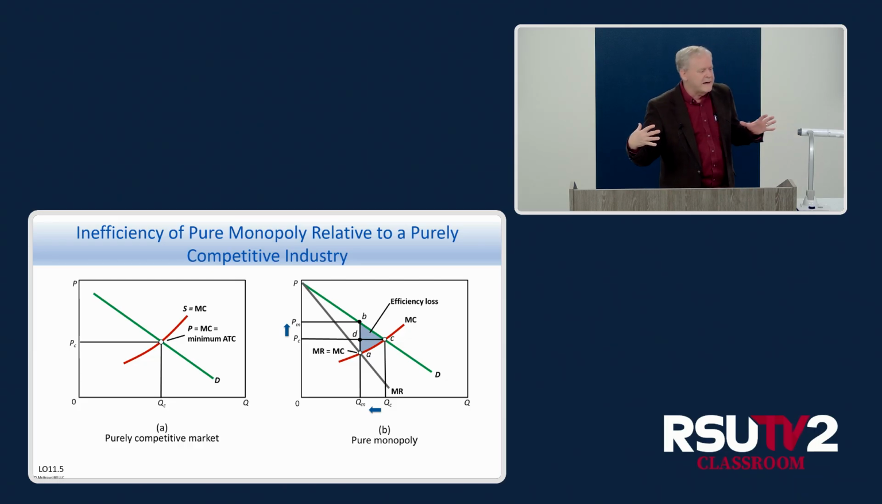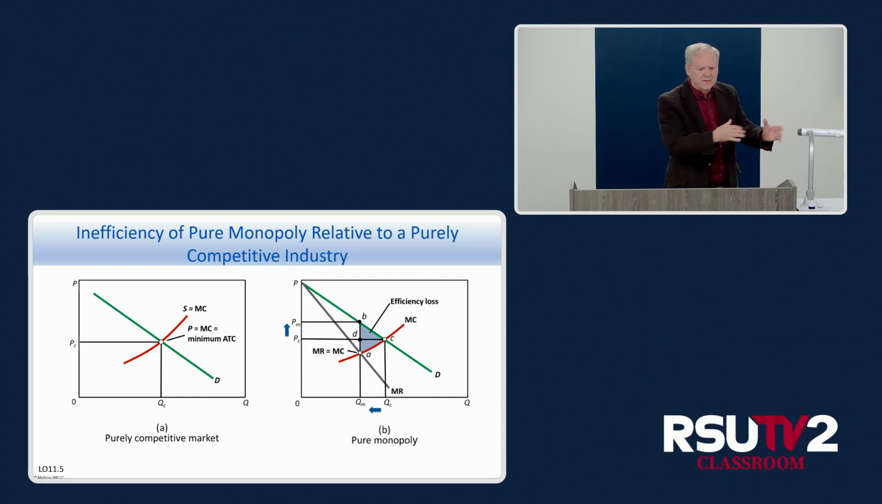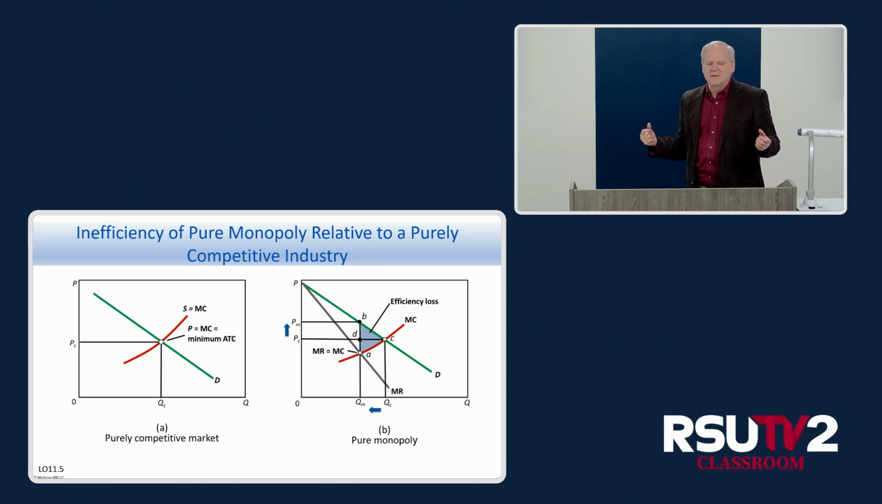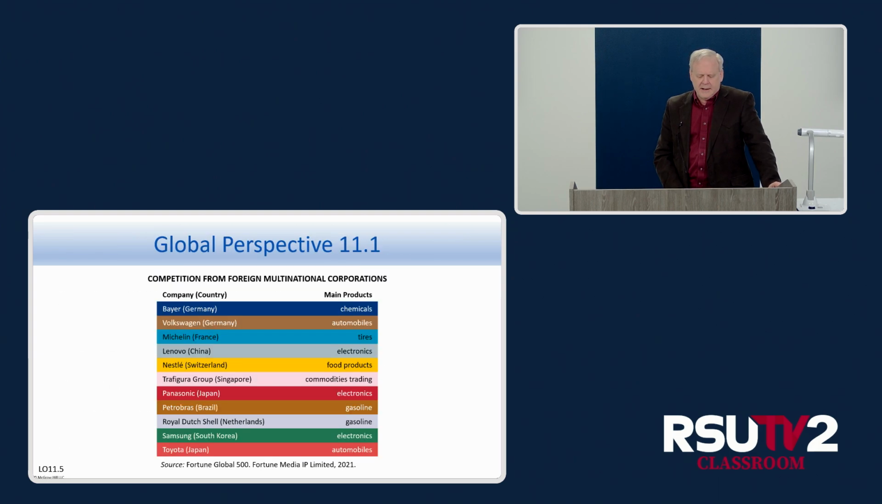So the right amount of resources are being allocated into the production of that good. Society's not saying, I want more, more, more. They're not saying that when price equals marginal cost. We're allocating the right amount of resources. Okay. All right. Let's see.